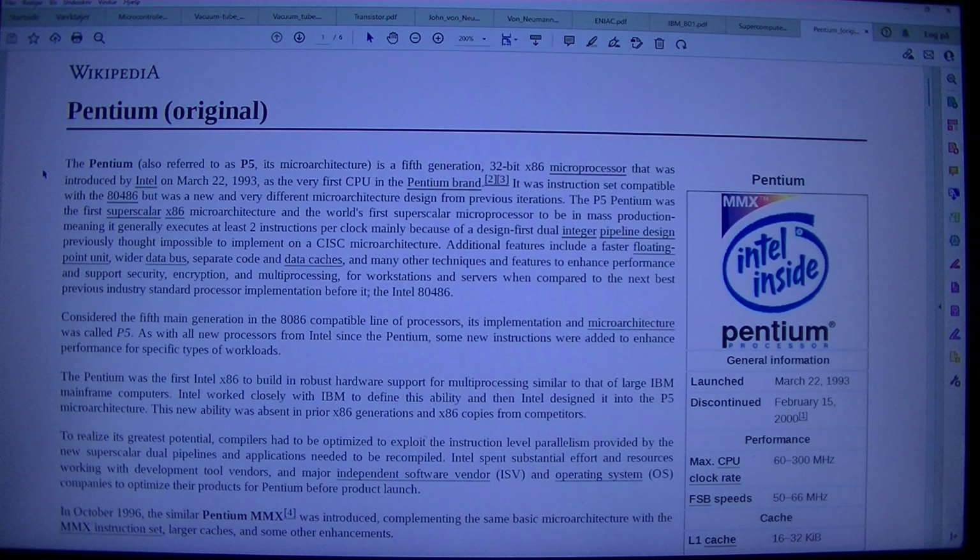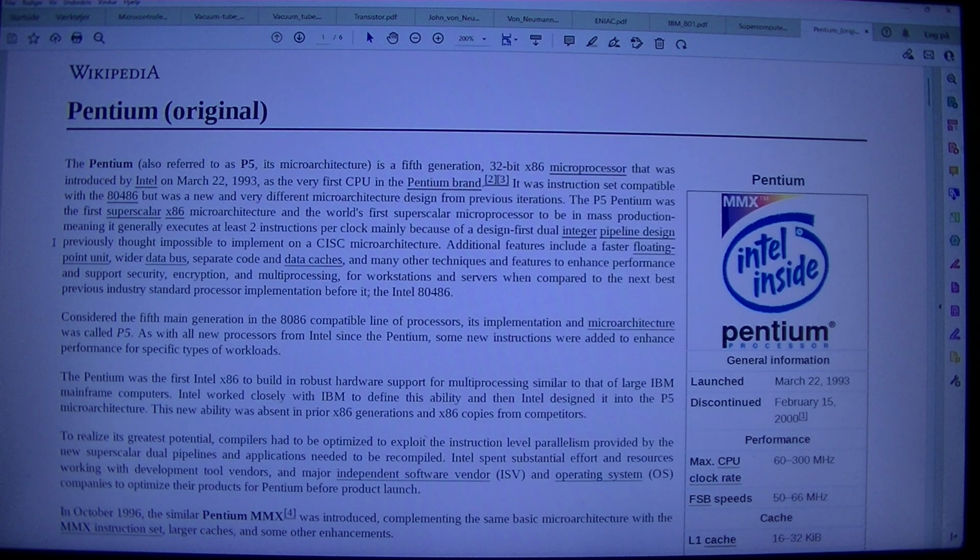1993 as the very first CPU in the Pentium brand. It was instruction set compatible with the 80486 but was a new and very different microarchitecture design from previous iterations. The P5 Pentium was the first superscalar x86 microarchitecture and the world's first superscalar microprocessor to be in mass production, meaning it generally executes at least 2 instructions per clock, mainly because of a design-first dual integer pipeline design previously thought impossible to implement on a CISC microarchitecture.